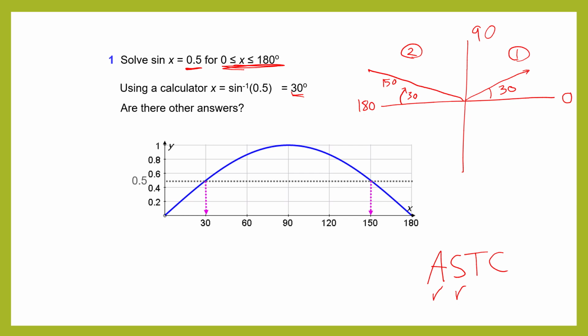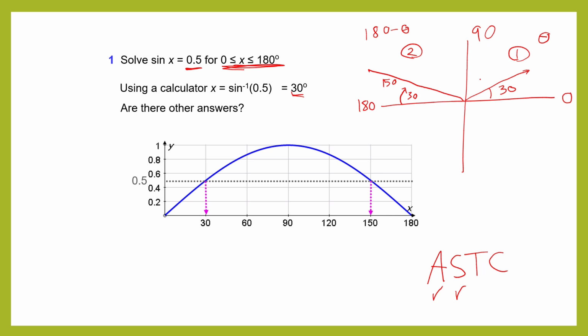Or you can use the key of each quadrant. The key of the first quadrant is theta as it is. The second quadrant is 180 minus theta. So you can get the value. If you do 180 minus theta, which you got in the first quadrant, you will get 150. So the answers are 30 and 150.